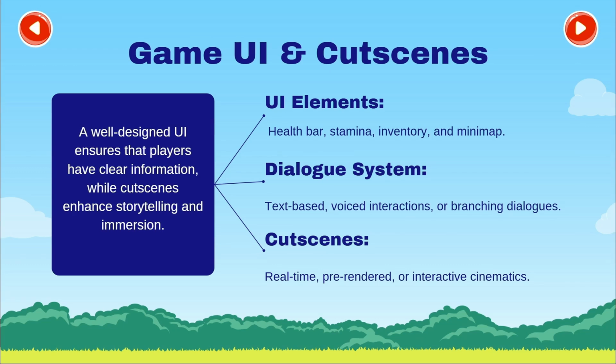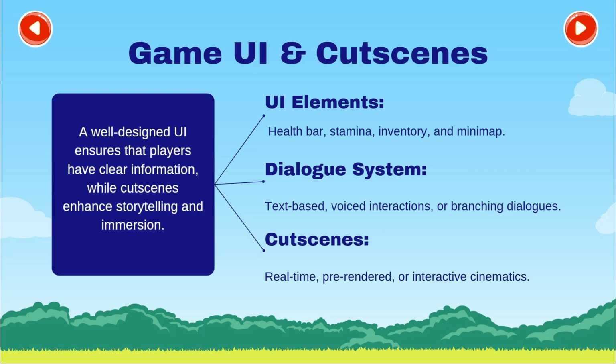Now we proceed to game UI and cutscenes. User interface and cutscenes play a huge role in how players experience an open-world game. The game UI. A good UI provides necessary information without cluttering the screen. The key UI elements include health and stamina bars, inventory menus for weapons, armor, and items, minimap and compass for navigation, quest logs and dialogue options, cutscenes and storytelling.